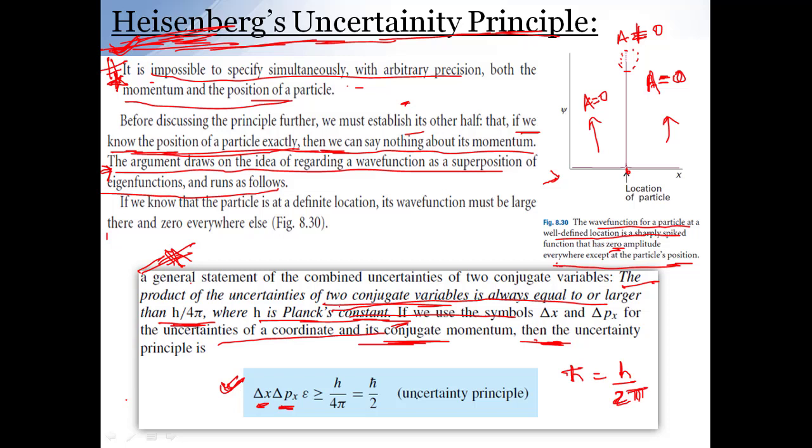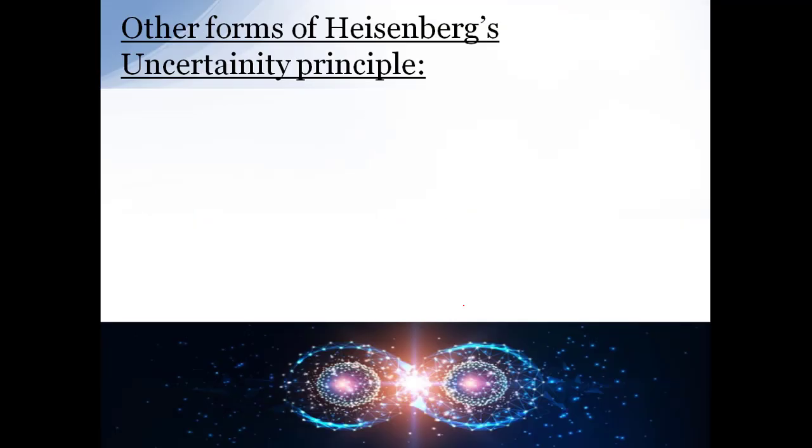So it is not true that this principle is only valid for the position and the momentum, but any two conjugate variables are there for the uncertainty principle to exist. What are the two conjugate variables? Now let's move to that. Other forms of Heisenberg's uncertainty principle, that means other two conjugate variables.